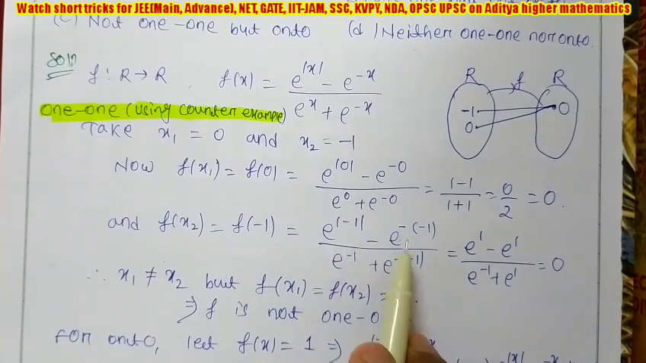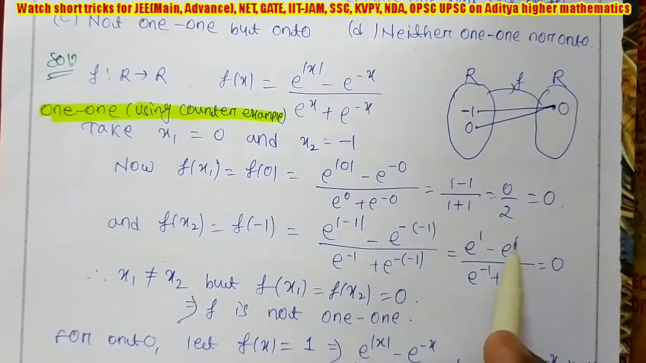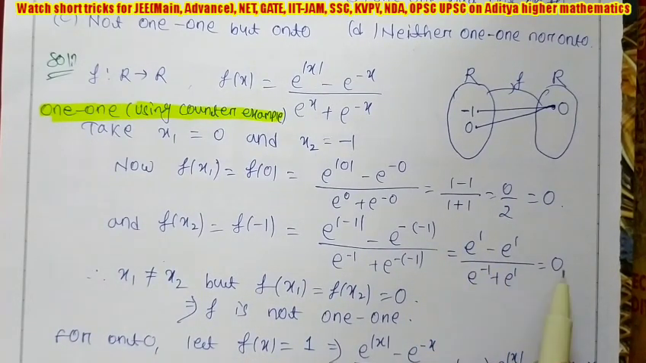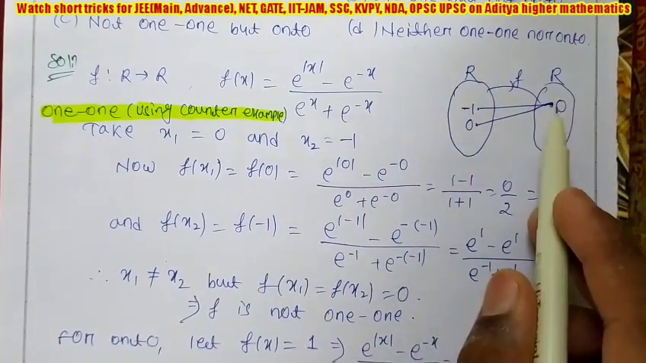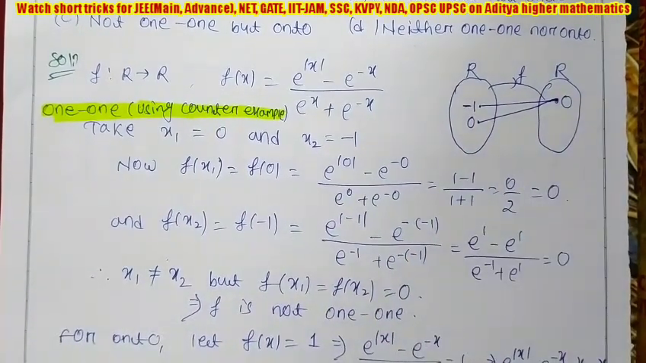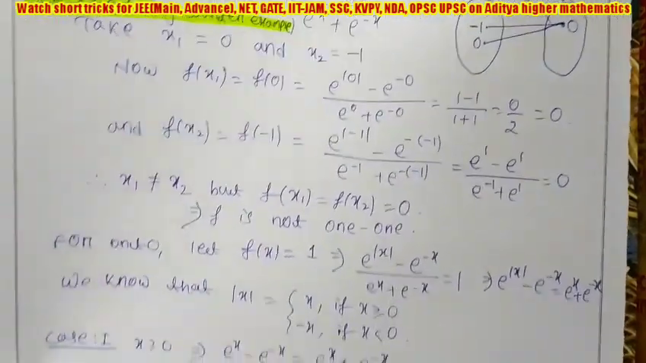Then what about minus 1? e to the mod of minus 1, so modulus of minus 1 means 1. Again the second term is 1, so here you are getting 0. The conclusion: the image of minus 1 is 0 and the image of 0 is 0. It is many-to-one. So in the domain we are taking two distinct elements, but we are getting the same image point, which is 0. So that function is not one-to-one.